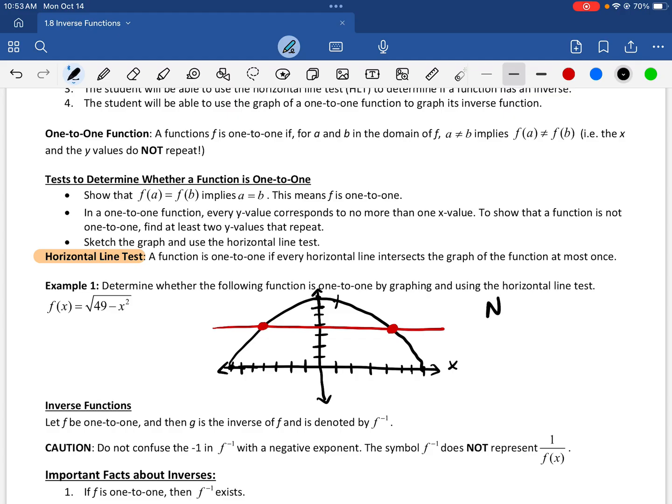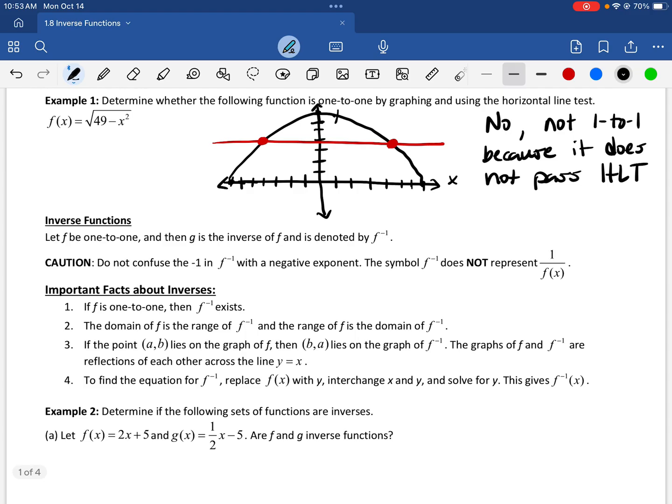So the answer is no, it is not one-to-one because it does not pass the horizontal line test. All right, so it is not one-to-one. That's basically it. Look at a function and its graph, and decide if it's one-to-one by deciding if it passes the horizontal line test.